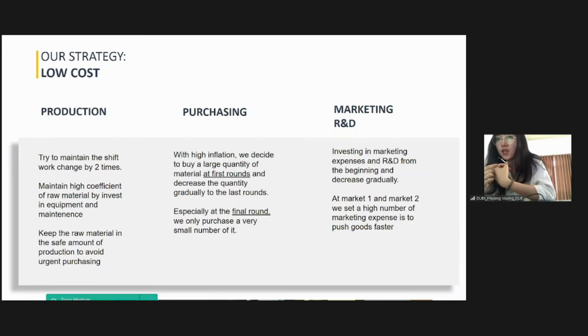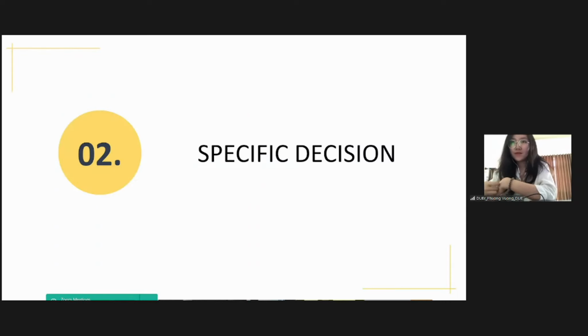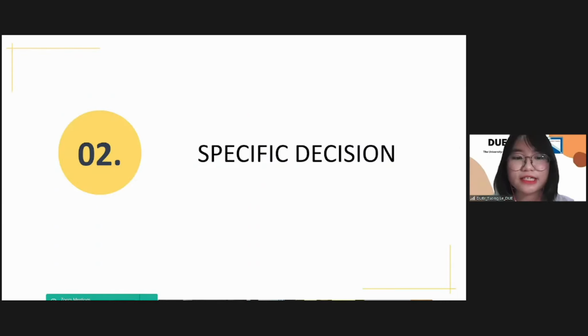We also invest in marketing expense and R&D from the beginning and decrease gradually. At market 1 and 2, we set a high marketing expense to sell goods faster. So next, we will talk to you about our specific decisions.